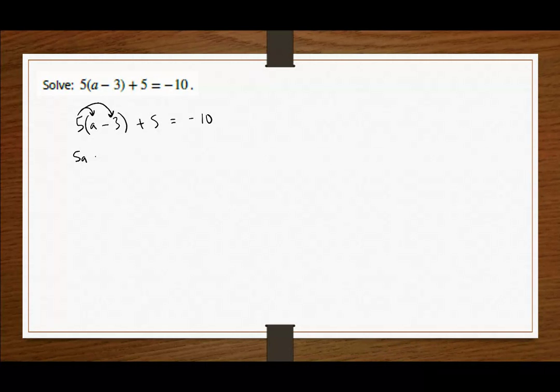So 5 times a, and then -3 times 5, that should give me -15. We also have this constant on the left-hand side, plus 5 still, and -10, like this. So again, we're describing here, as I've shown with the arrows, a type of distribution that we can use to simplify further by combining like terms.